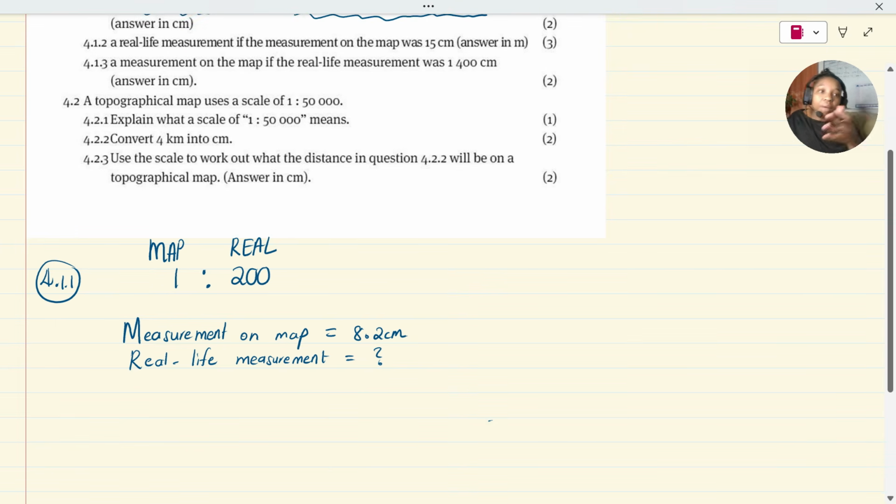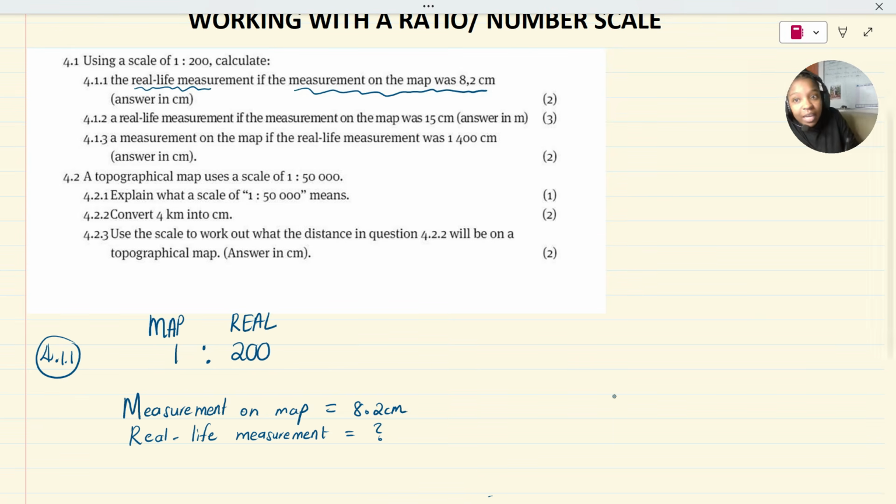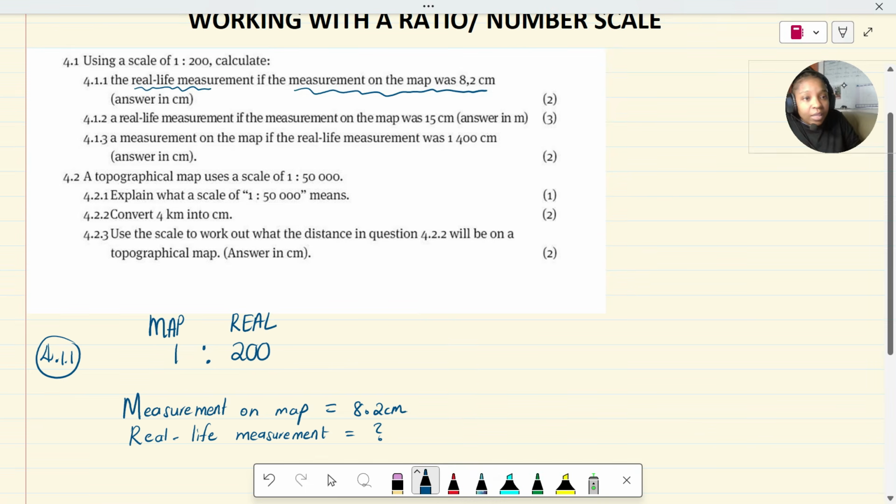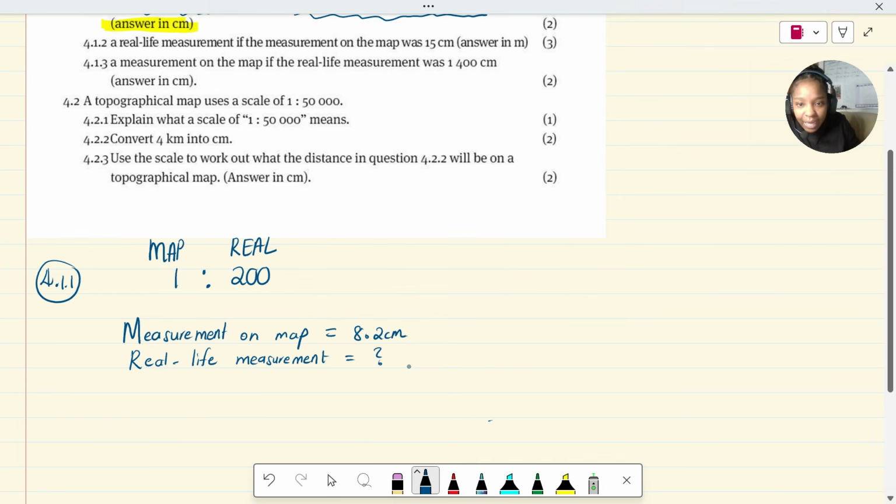So how do we now use the scale to help us determine the real life measurement? Remember I said that they'll always tell you what you need to leave your answer in. They're saying in centimeters, so we want the real life measurement in centimeters. So what do we need to do here? We're going to take that 8.2 centimeters multiplied by what we want, the real life measurement. So we multiply by 200 and divide by the other value, which is 1.